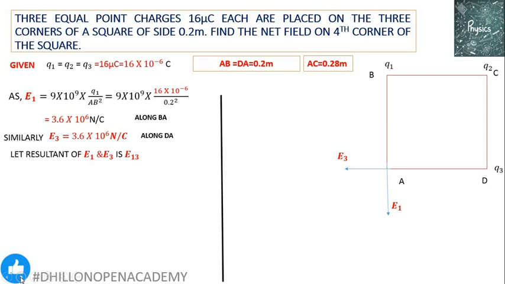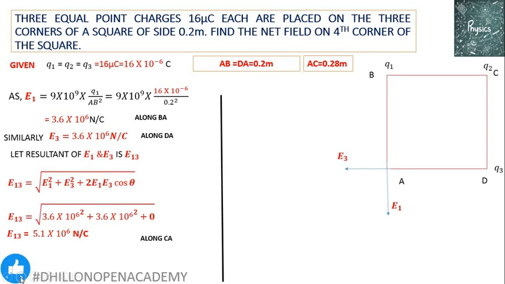And both of these fields are acting at a right angle with respect to each other. First we find out the resultant of these two field vectors. Let the resultant be E13, and using the triangle law of vector addition, the resultant comes out to be 5.1 into 10 raised to power 6 Newton per Coulomb. And from the previous question we already know that when E1 and E3, same in magnitude, are acting at right angle with respect to each other, the resultant field E13 will bisect both E1 and E3 at 45 degree angle. That is, the resultant field of E1 and E3 will act along the diagonal C to A as indicated in the figure.